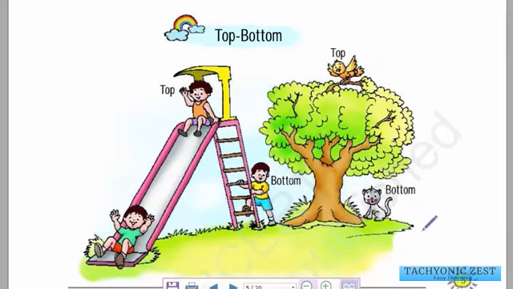The next topic is top, bottom. When do we say that a person is at the top, and when do we say that someone is at the bottom?